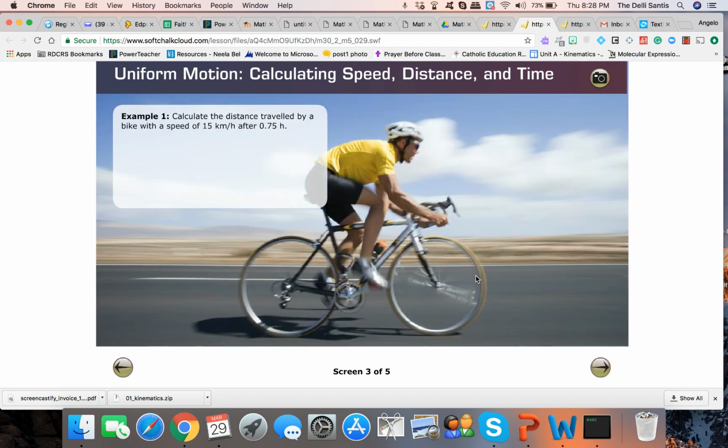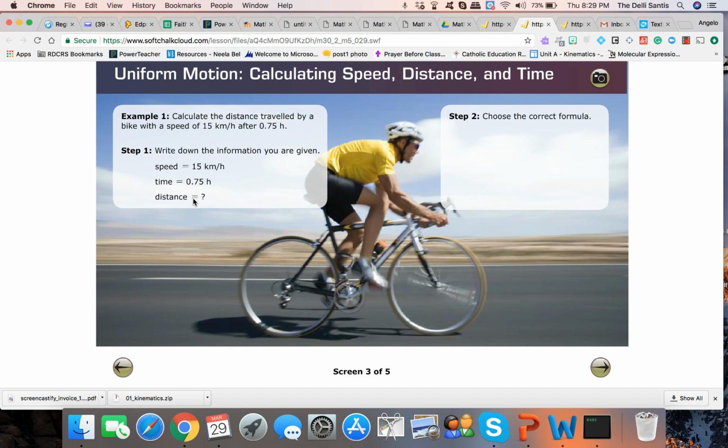Example 1. Calculate the distance traveled by a bike with a speed of 15 kilometers per hour after 0.75 hours. Step 1. Write down the information you need. Step 2. Use the correct formula, D equals VT. Substitute the values. So 15 kilometers per hour times 0.75 hours. The hours cross out. That leaves us with just kilometers, 11.25 kilometers.